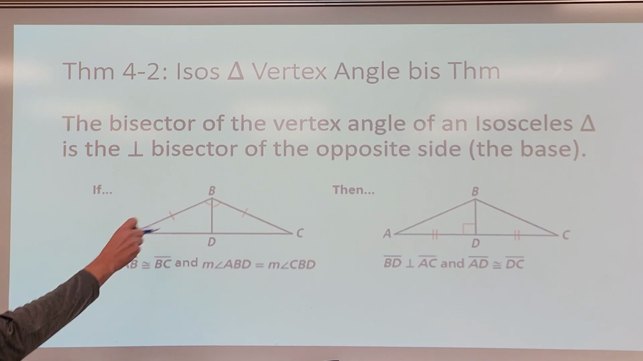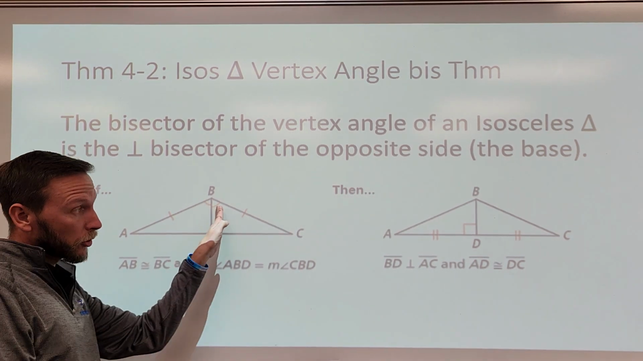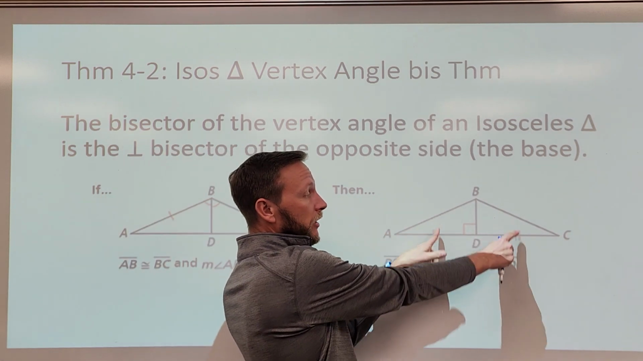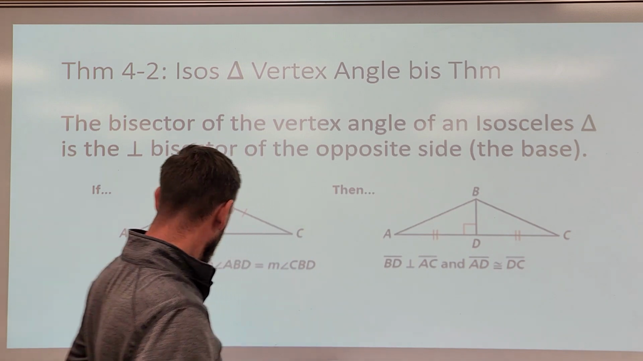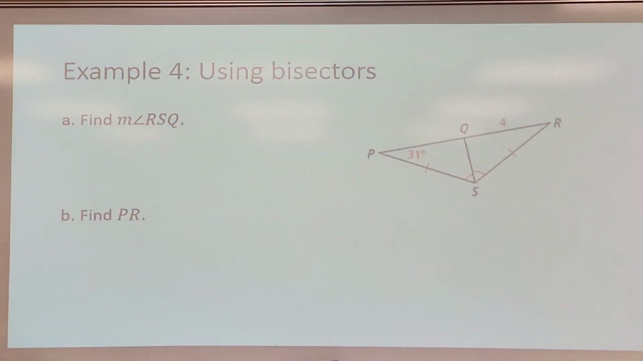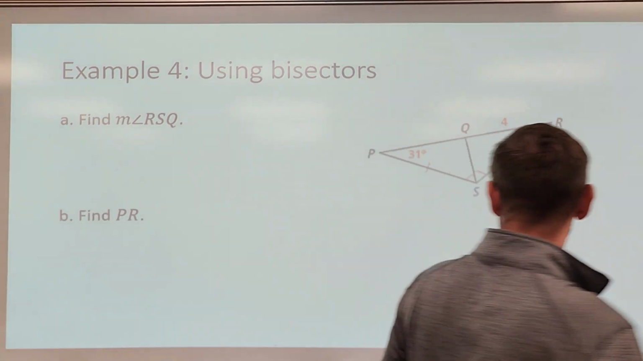So what we've got going on here is, if we bisect this angle, cutting it in half so that this part is congruent to that part, then that means that we've cut the opposite side in half and we've made right angles. And so that's kind of the punchline there. We can use that and apply that in this type of exercise.